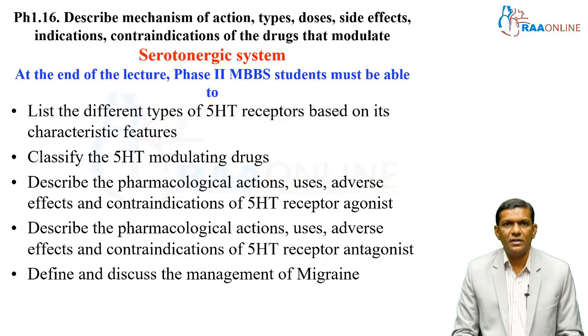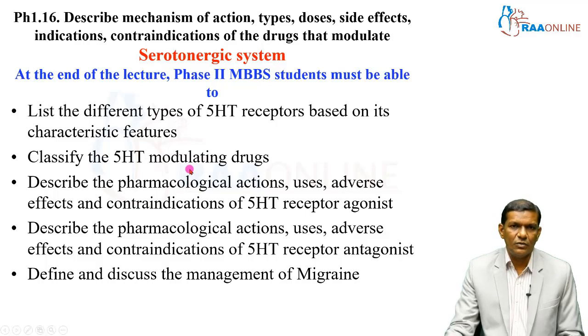So here the competency we are going to discuss is to list the different types of serotonin receptors based on its characteristic features, and we are going to classify the drugs that act as a receptor agonist as well as the antagonist. We will see the pharmacological actions of the serotonin modulating drugs. And finally, we are going to discuss the management of migraine. So this is going to be a very important topic.